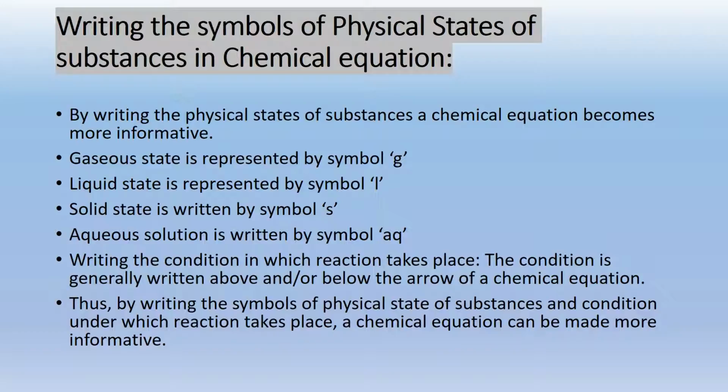Writing the condition in which the reaction takes place: the condition is generally written above and/or below the arrow of a chemical equation. Thus, by writing the symbols of physical state of substances and the condition under which the reaction takes place, a chemical equation can be made more informative.